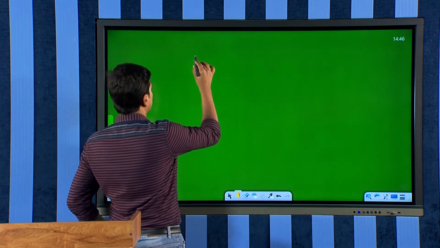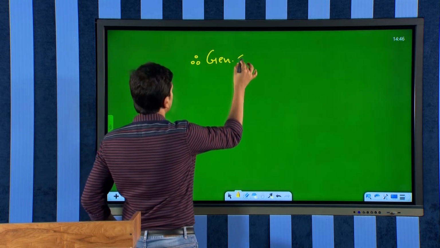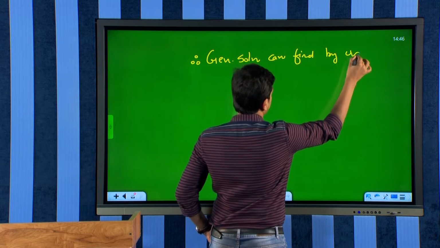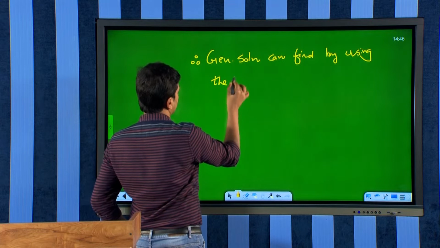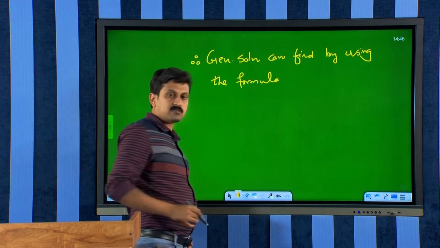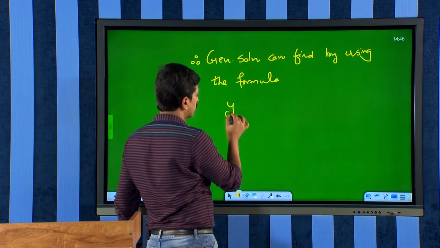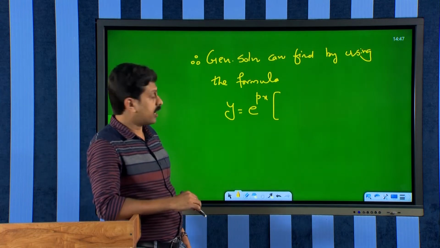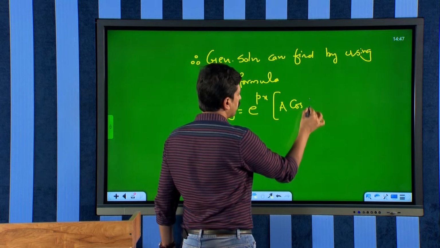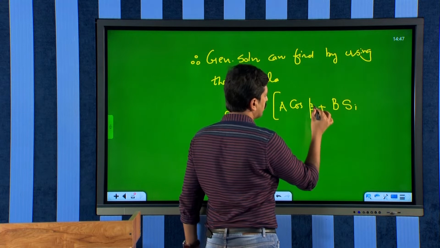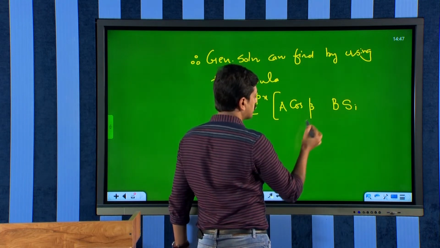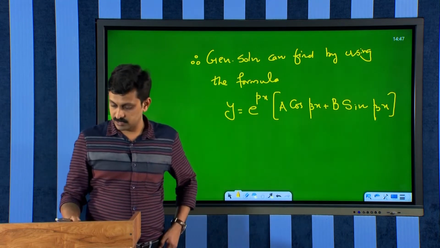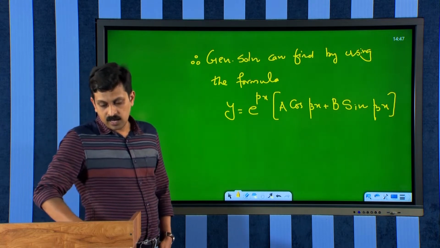Therefore, the general solution can be found by using the formula y is equal to e raised to px times a cos beta x plus b sin beta x, where a and b are arbitrary constants.